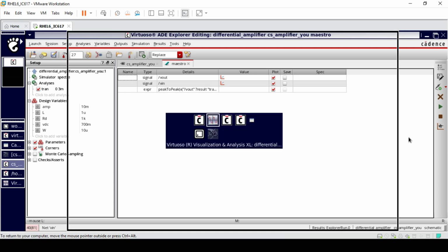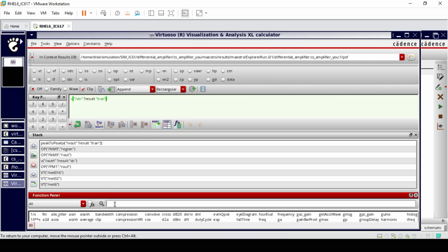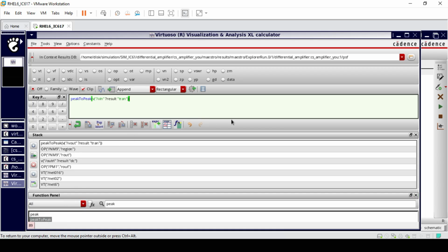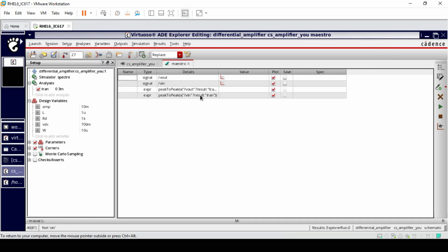In a similar way, I can do the input peak to peak also. Send to calculator, the peak to peak of the input also. This we bring into ADE, so the peak to peak of the input and the peak to peak of the output we can measure over here. As the peak to peak we are giving is 20 millivolts, we'll be calculating the gain here.